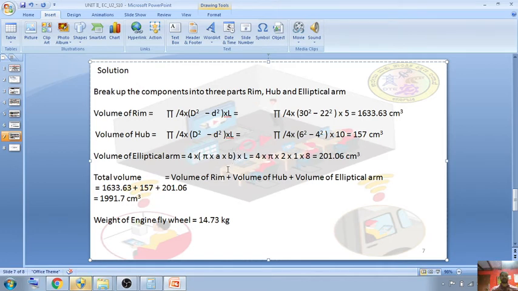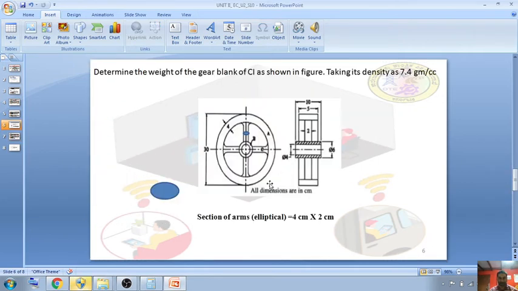Pi a b is the formula for calculating the area of the ellipse. The area of the ellipse is given by pi a into b, where a is the semi-major axis and b is the semi-minor axis. If you search in Google or anywhere, you can see this formula. Semi-major means major is the bigger one, and minor is this one. Semi means half you have to take. Since this length is 4, you have to take half, 2. In the semi-minor axis, this is given as 2, half of that is 1.